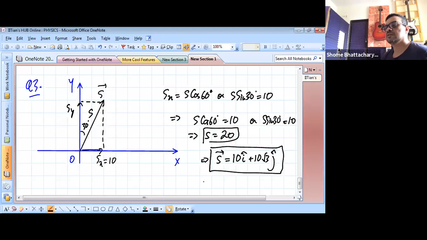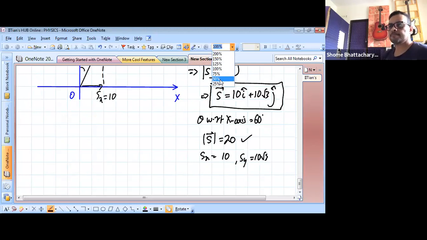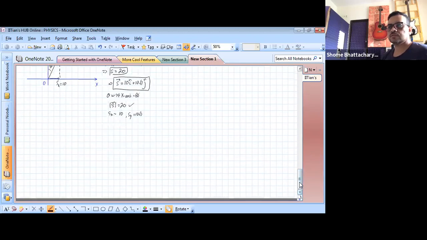It has theta with respect to the x-axis as 60 degrees, and therefore magnitude, and therefore x component of 10 and y component of 10. Okay, so that's the third question. Now moving on to the fifth question. Okay, so fifth is a very interesting question. We'll discuss in detail. First, we need to go through this once.